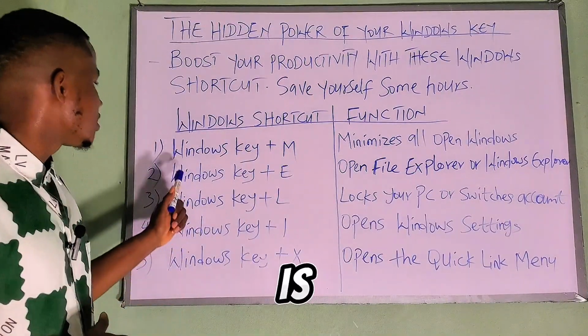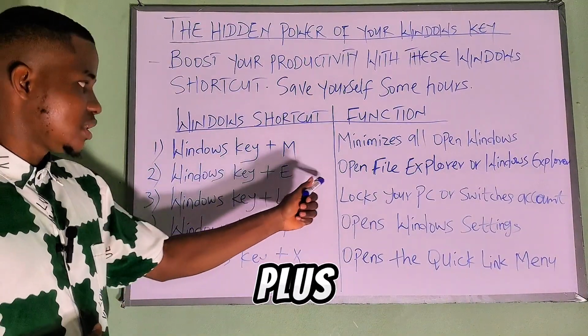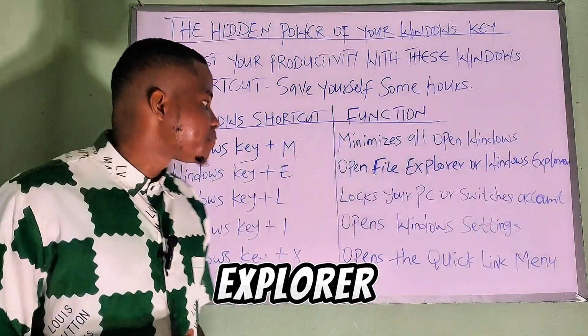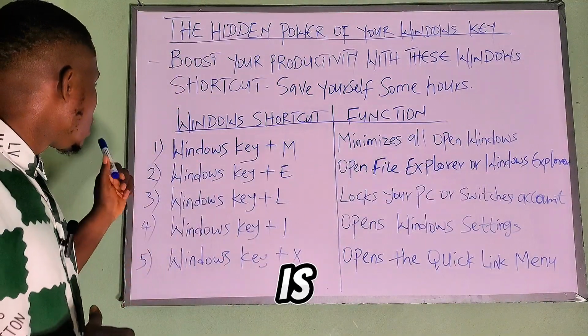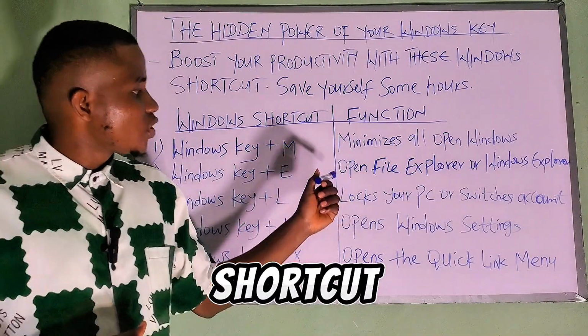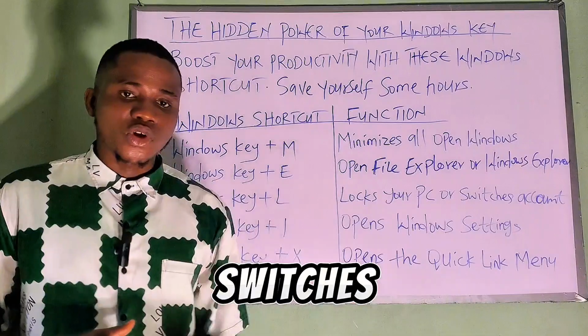So the second one is Windows key plus E. This one opens your File Explorer or Windows Explorer. The next one is Windows key plus L. This shortcut locks your PC or switches your account.